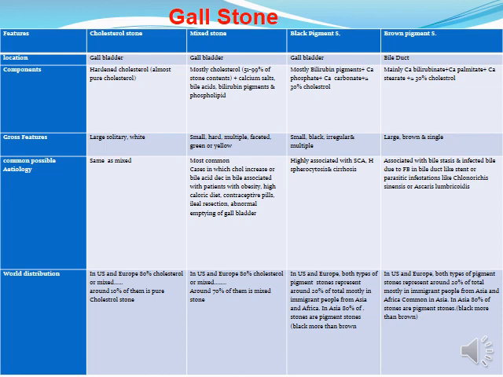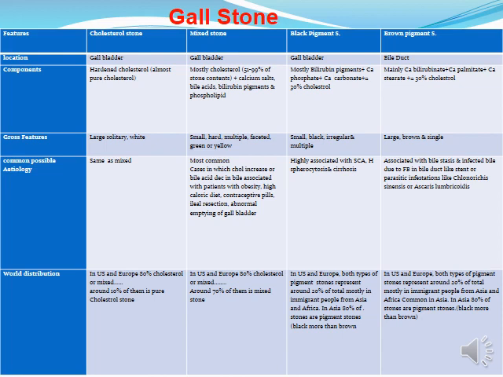Common possible etiology. The most common possible etiology of mixed stone cases, in which cholesterol increases or bile acid decreases in bile, is associated with patients with obesity, high caloric diet, contraceptive pills, ileal resection, abnormal emptying of gallbladder, and the same possible etiology for cholesterol stone as well. So cholesterol stone and mixed stone have the same common possible etiology.